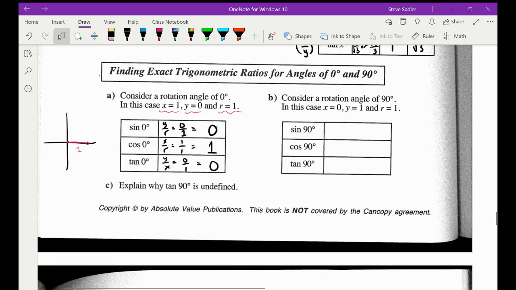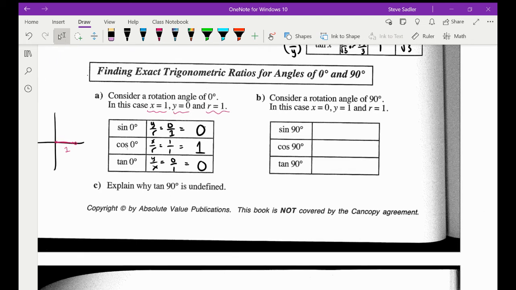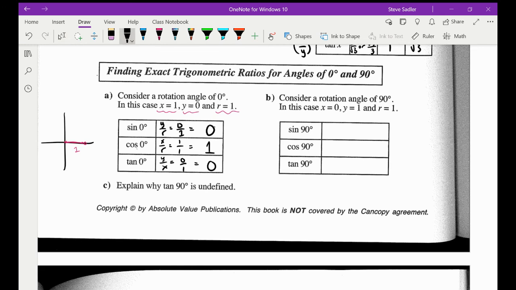All right, same thing. We have sine of 90 now. So now we're looking at if x is 0, y is 1, and that would make r 1 as well. Sine of 90, x over r. X is 0. Sorry, that's a lie. Sine is y over r. So 1 over 1 gives us 1. So sine of 90 is equal to 1.